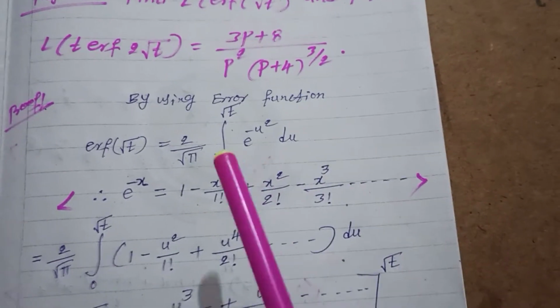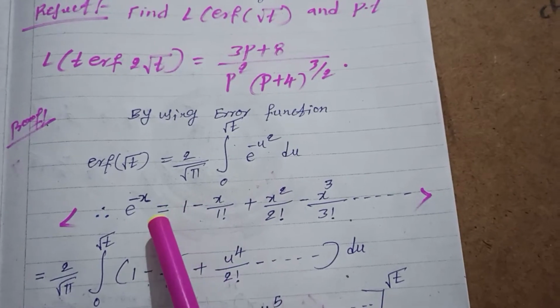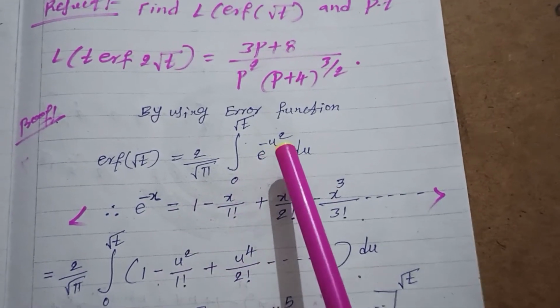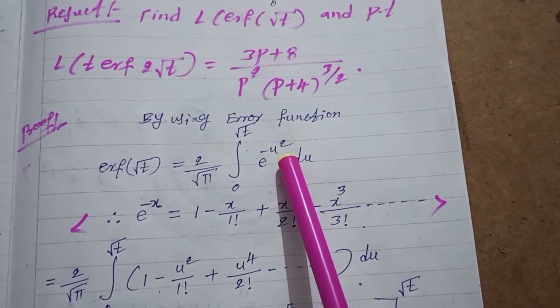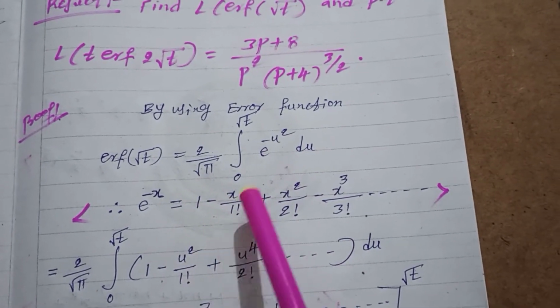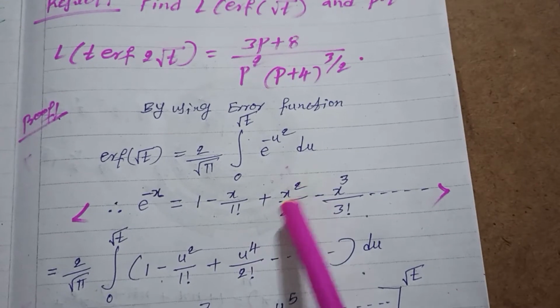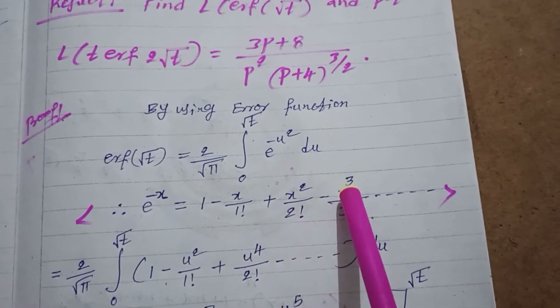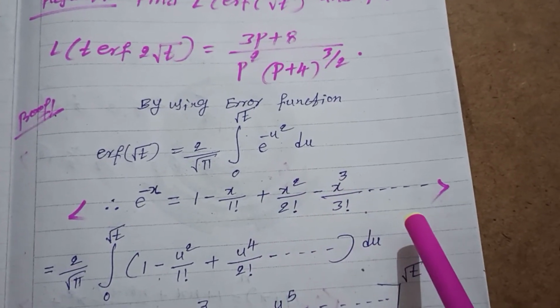See here, e power minus x expansion. In place of x here we have u square, that means x is u square. E power minus x expansion is 1 minus x by 1 factorial plus x square by 2 factorial minus x cube by 3 factorial and so on.